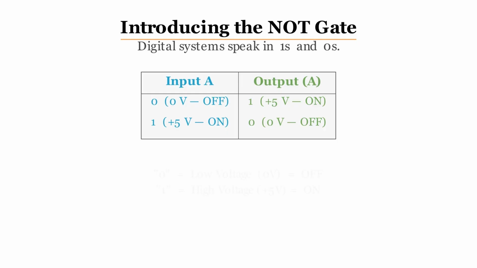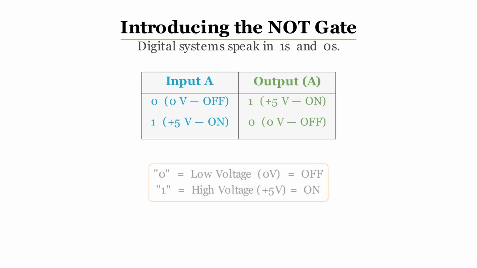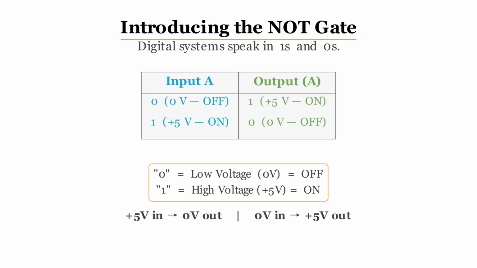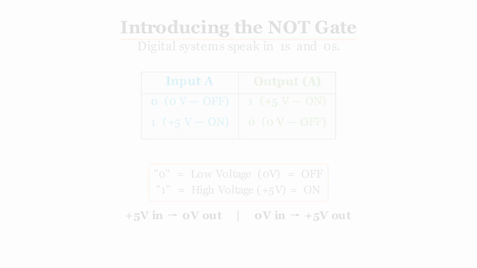But what do 0 and 1 actually mean in the real physical world of wires and circuits? In a standard system, a 0 represents a low voltage, usually 0 volts, which means off. A 1 represents a high voltage, usually plus 5 volts, which means on. So feeding plus 5 volts into a NOT gate gives you 0 volts out, and feeding it 0 volts gives you plus 5 volts out. But how does a circuit actually do this physically? Let's look at two brilliant ways to build it.